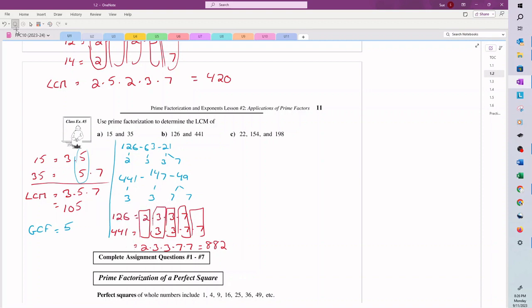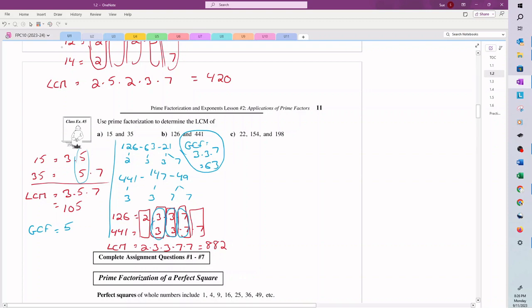This is my lowest common multiple. I have to get that right. My greatest common factor is going to be 3 times 3 times 7. So my greatest common factor is 3 times 3 times 7, which is 63. Okay, there we go. Didn't ask for that, but it's worth taking a look at.